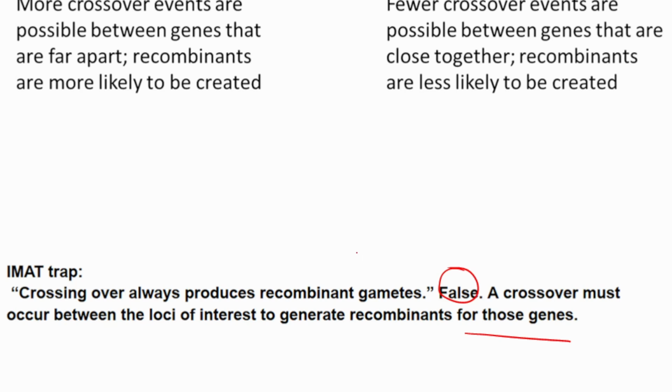In that case, recombination has happened at the chromosome level, but it produces no recombinant gametes for those particular genes. That is why crossing over doesn't always lead to observable recombinants. The final takeaway is: a crossover creates recombinants only when it occurs between the specific gene loci being studied.